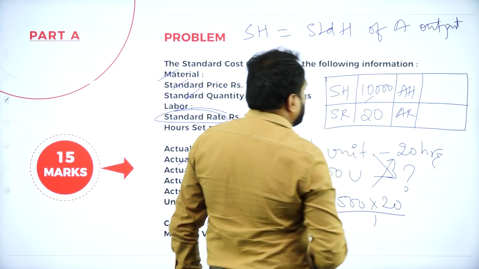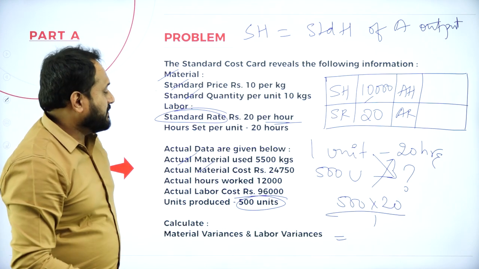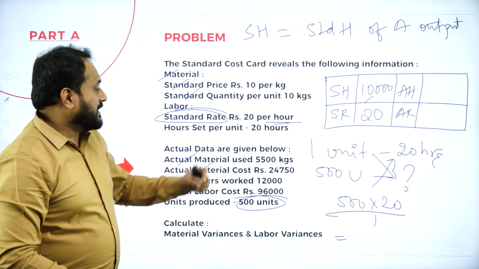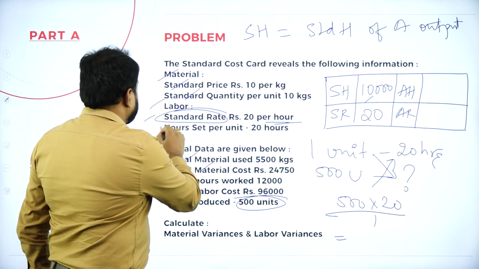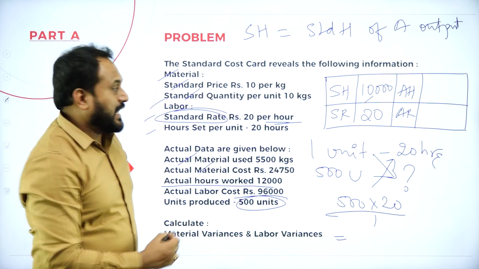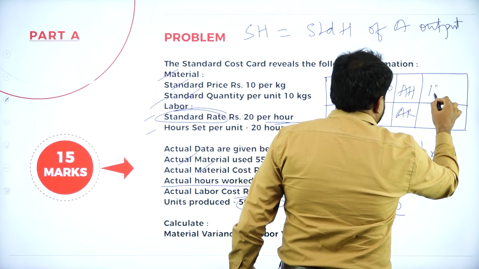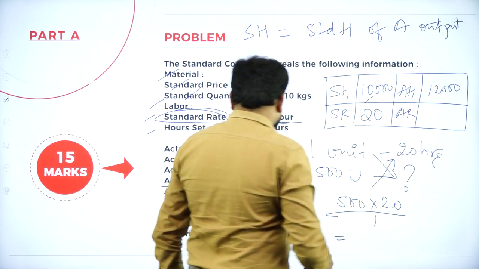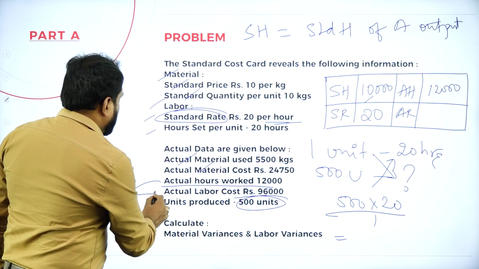So you have 10,000 as your standard hour. Standard hour is 10,000. Now this is done, and labor is all done. Now, actual hours worked. They have only said 12,000. Actual hour is 12,000. Now, they have given the actual labor cost.